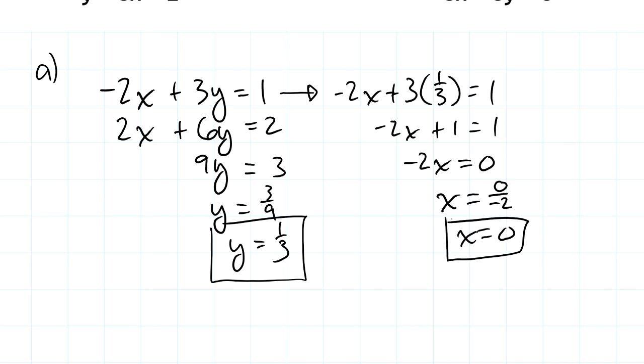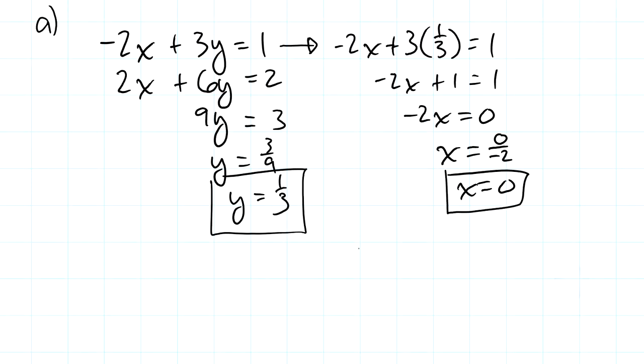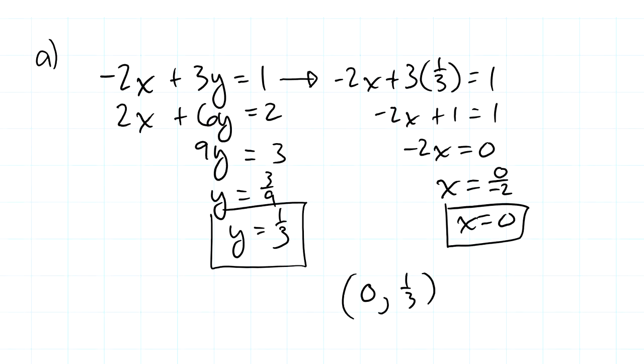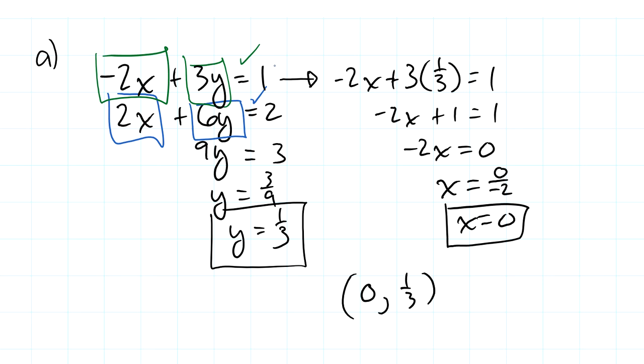So our solution is y is 1/3 and x is 0. If I wrote it as an ordered pair, it would look like this, 0, comma 1/3. And if we plug those values in, in the first equation, negative 2 times 0 would become 0, and then 3 times 1/3 would just be the number 1. So I get 1 equals 1. It definitely checks. In the bottom equation, 2 times 0 is still 0, and 6 times 1/3 is equal to 2. So it checks as well.